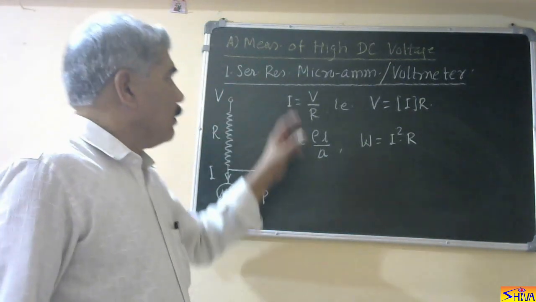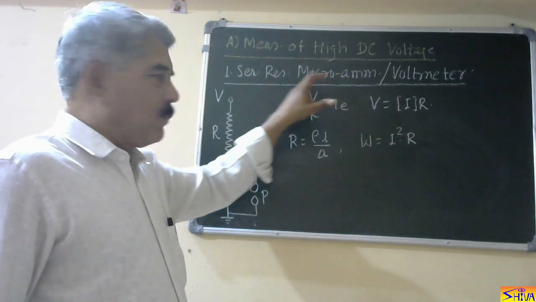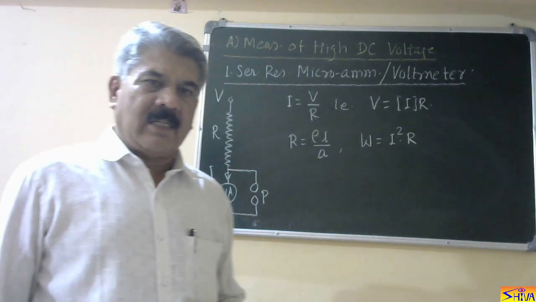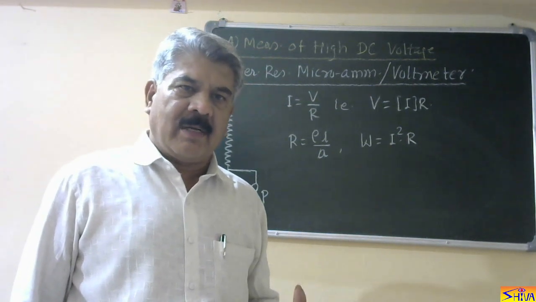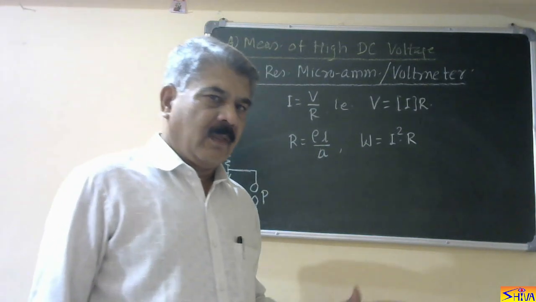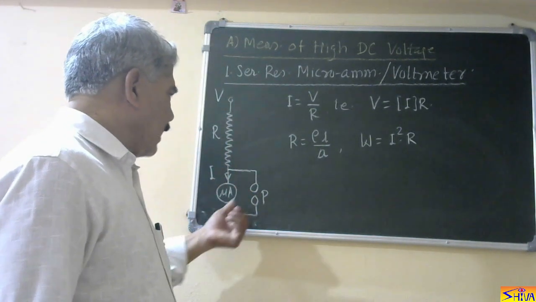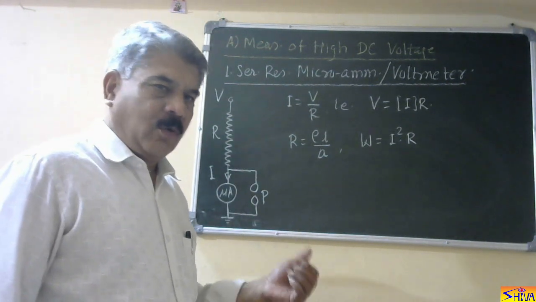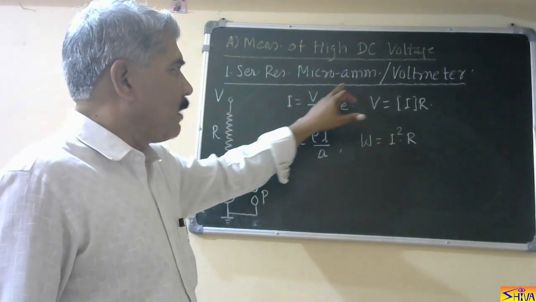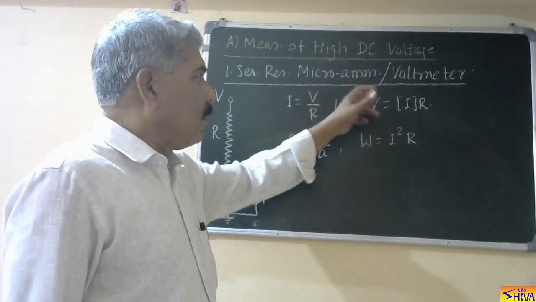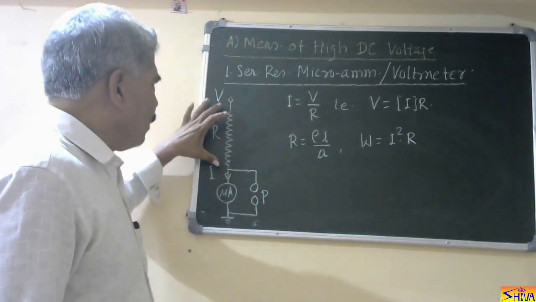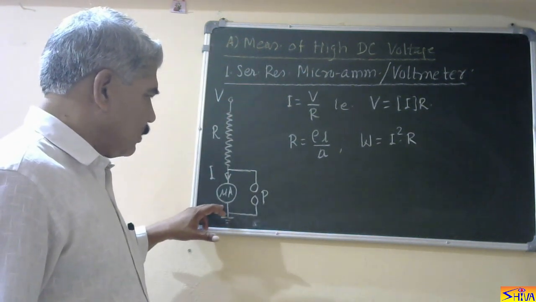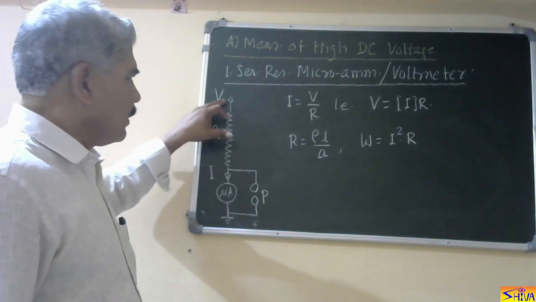So the first method for measurement of high DC voltage is by series resistance microammeter, also called series resistance milliammeter or series resistance voltmeter. The reason is that here we are using either a microammeter or milliammeter, which is calibrated in terms of voltage. In this method a very high resistance is used, and in series with this high resistance a microammeter or milliammeter is used, and then it is grounded. This is the high voltage point.